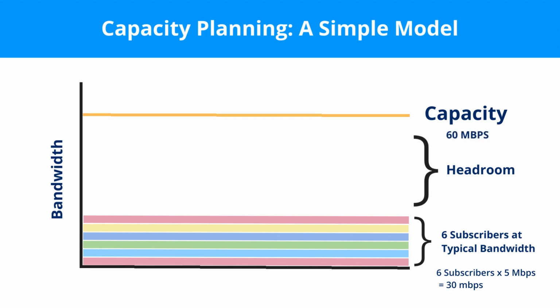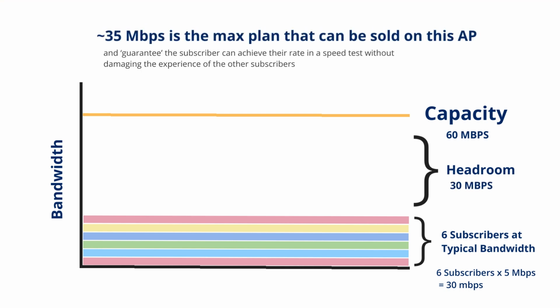We have 60 megabits capacity, which means we have 30 megabits of headroom in the middle there. This means that for this AP, something around 35 megabits per second is the maximum plan we can sell and still deliver the speed test without damaging the experience of the other subscribers.